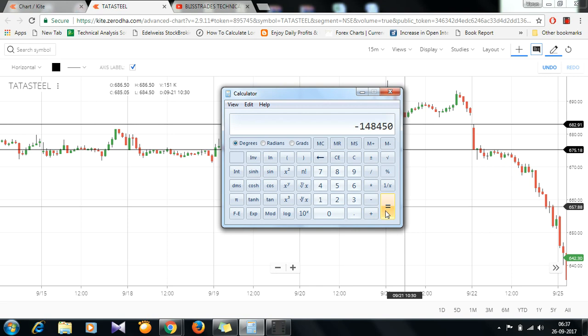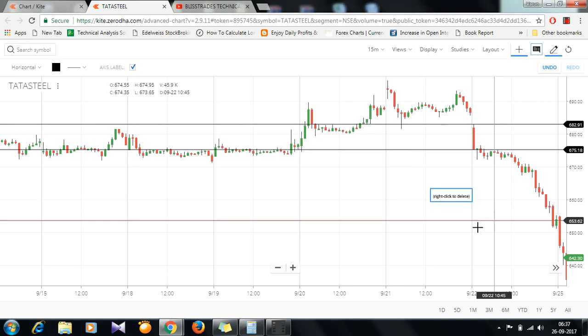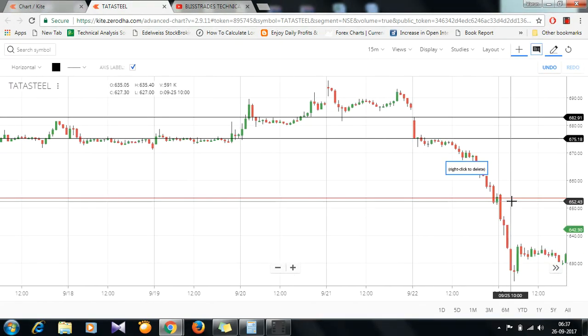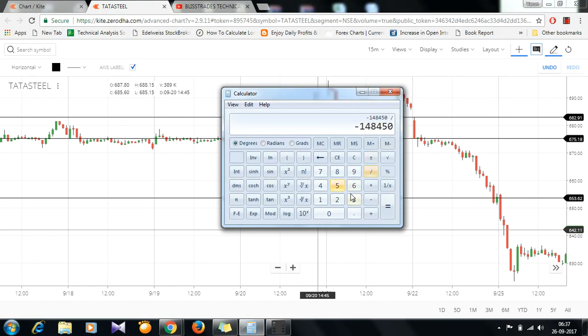So for the Tata Steel example itself, if the next day the price closes at, suppose, 627, I'll divide this part by 627. So these many, 236, would be my position size for the trade for the next day. So this is how I do position sizing for trades which I take up in intraday trading.